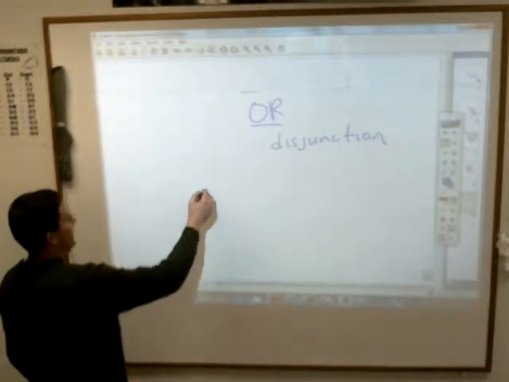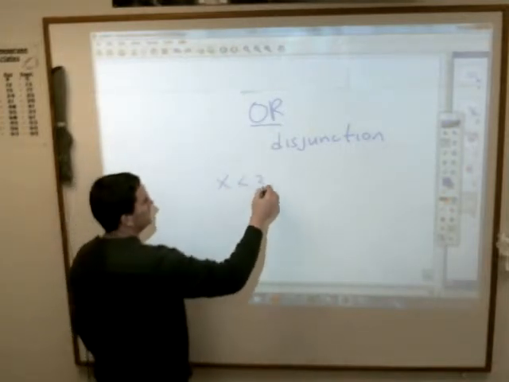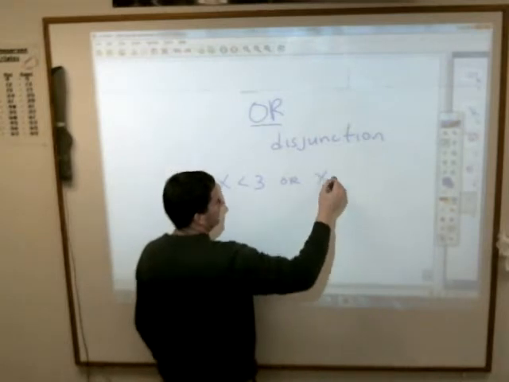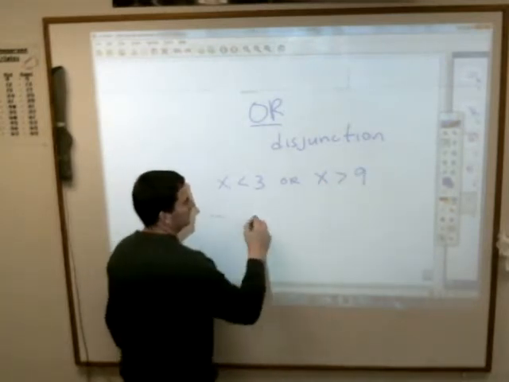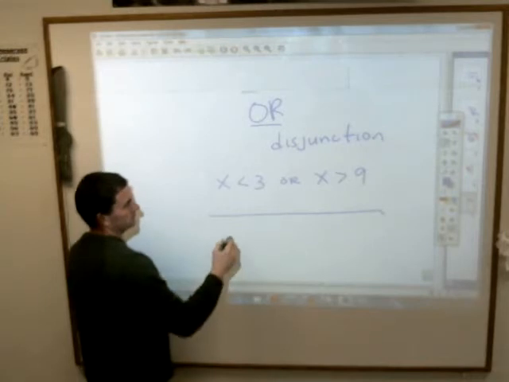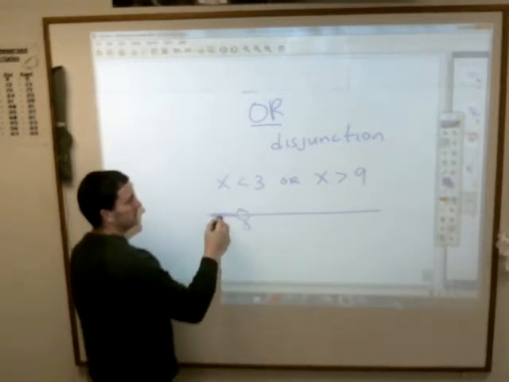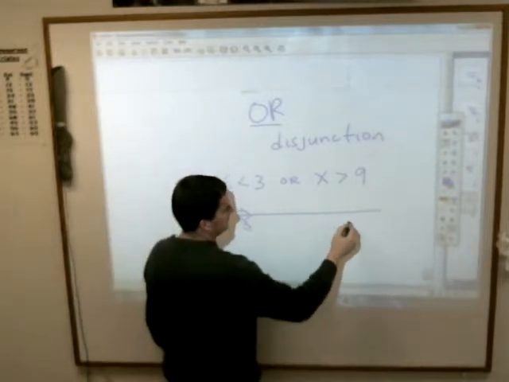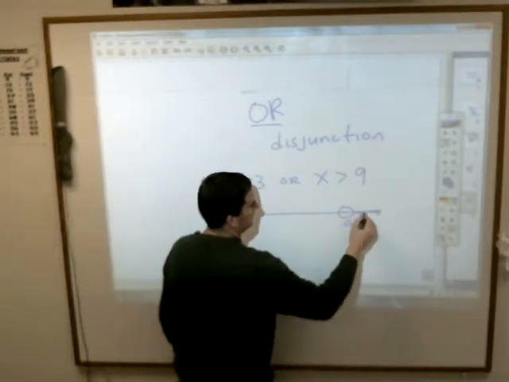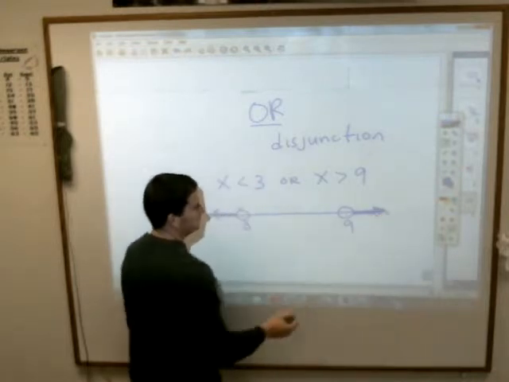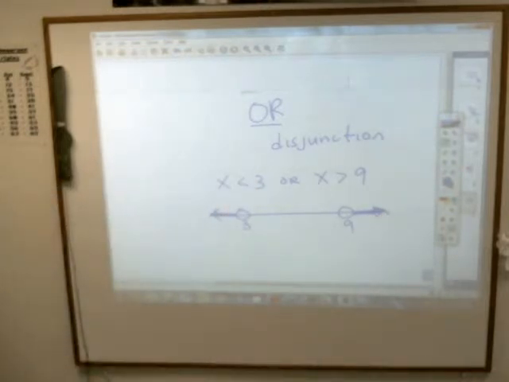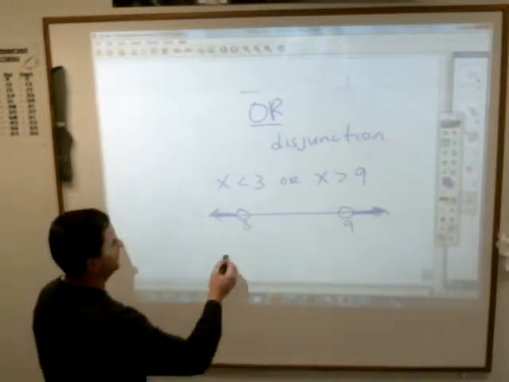Let's do another one. If x is less than 3 or x is greater than 9, if it's an or problem, here at 3, you're going to go this way, because it's less than, that way. And x is another open circle at 9, going that way. How could x be less than 3 and greater than 9? How could it? Because it's the word or. It's saying this.